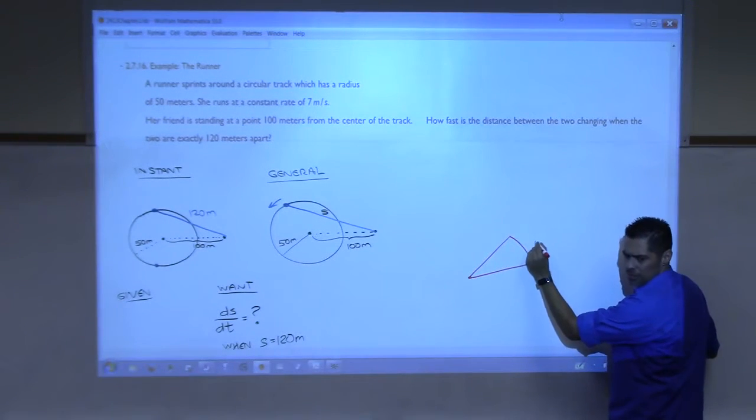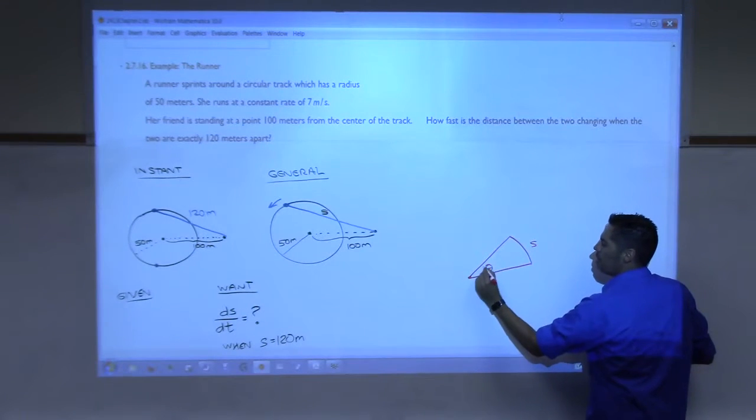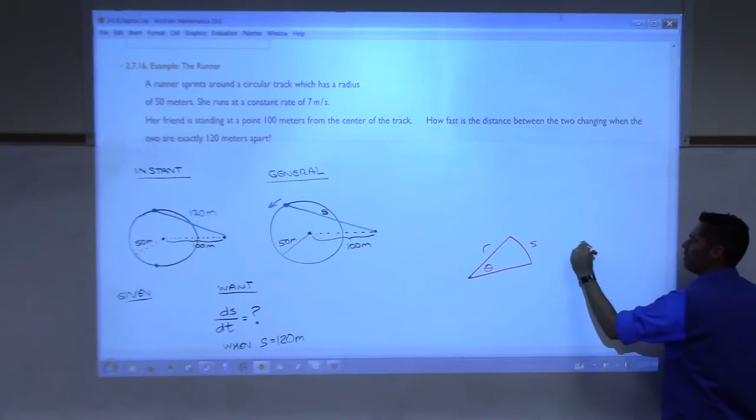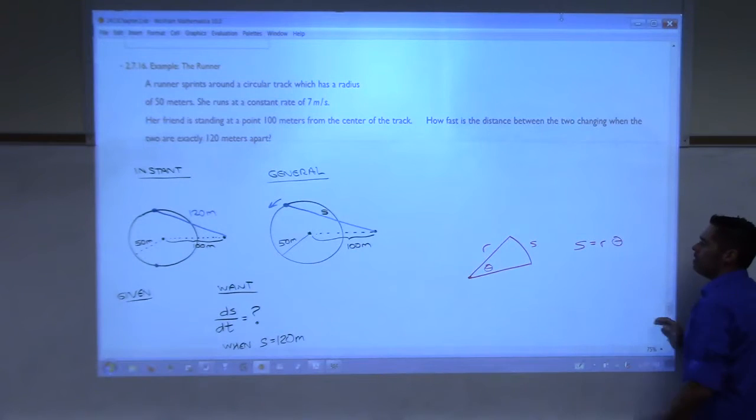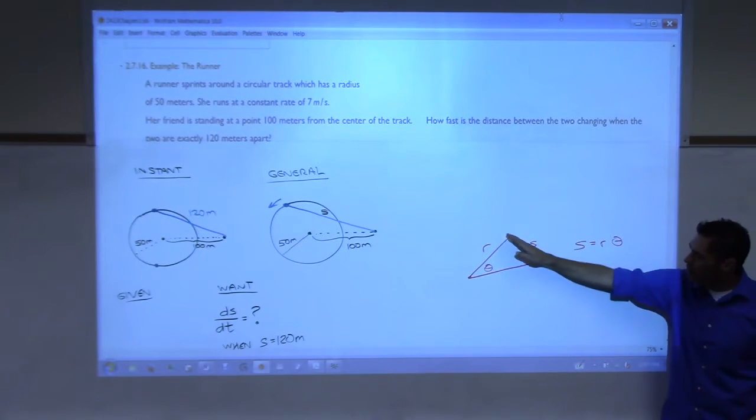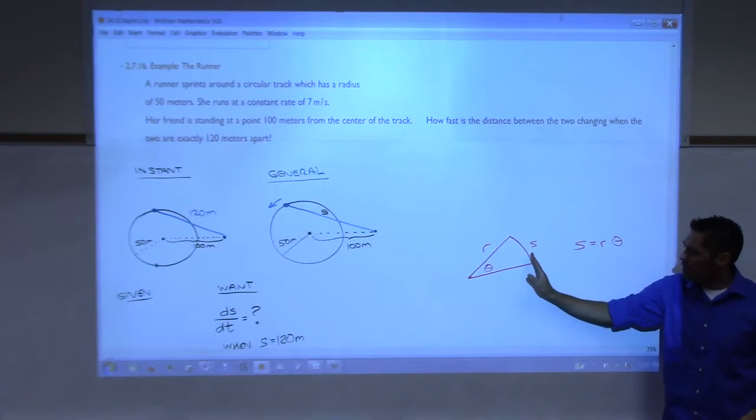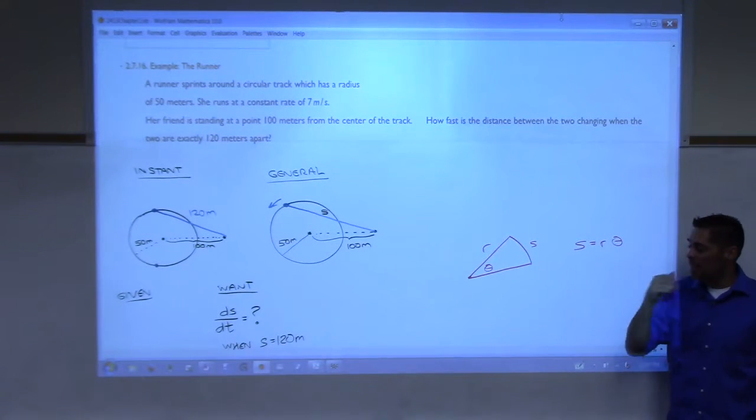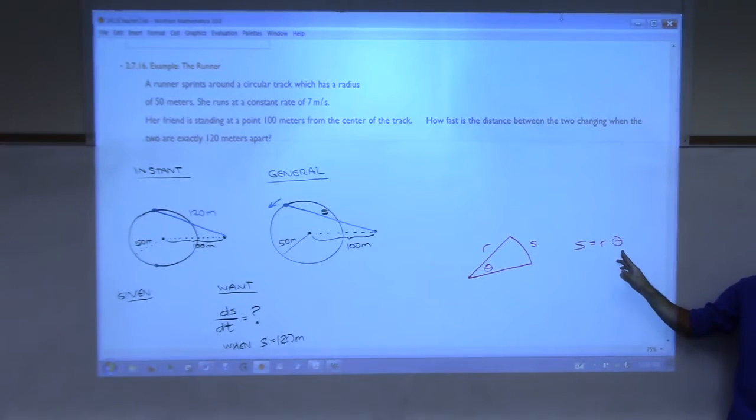They call it S here? Yeah. S and theta and R, right? That's what they have there. So they give you this: S is R theta. That's from pre-cal. It says the measurement of the length of this arc is equal to the radius times the angle. And that angle must be in radians when you use this formula. So what do y'all think about this one? Do you think that this will be useful to us?